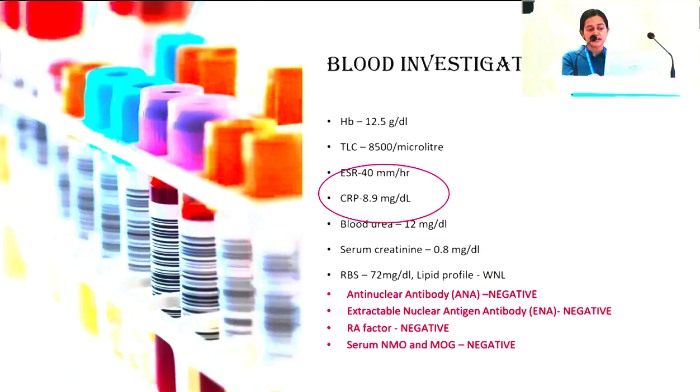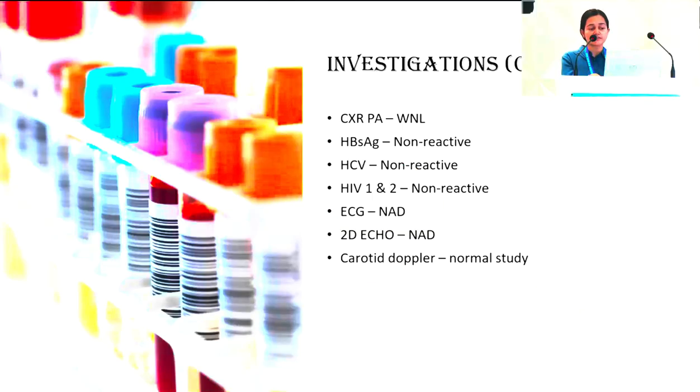So we proceeded with blood investigations, in which the CRP and the ESR were elevated. We investigated for all the atypical optic neuritis. So ANA, ENA, RA factor, and serum NMO and MOG were negative. Since the patient had suspected seronegative optic neuritis, we went ahead for all the infectious and inflammatory causes, which came out to be negative in chest X-ray, TRI-DOT, ECG, echo, and carotid Doppler.